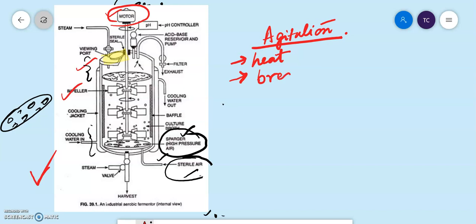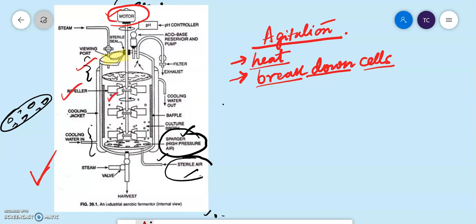So they break down the cells. So if the cells are broken, what will happen? The cell concentration will fall in the vessel. So heat and breaking down of the cell, that is very important associated with this agitation process. So that is why we again need to modify our impellers.